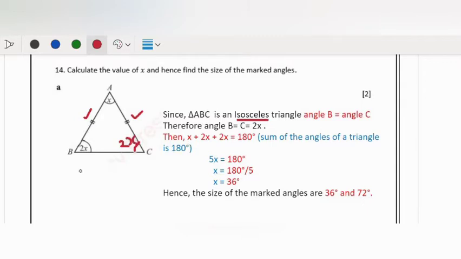So I can write x plus 2x plus 2x is equal to 180 degree. It comes under the angle sum property: the sum of the angles of a triangle is 180 degree. I add all these x values because they are like terms. So we get 5x equal to 180 degree, and when I shift this 5 to the other side, it becomes division. So 180 by 5 is 36 degree. So x is 36, and when you multiply by 2 you get 72. So these are the two angles. Next question, B.